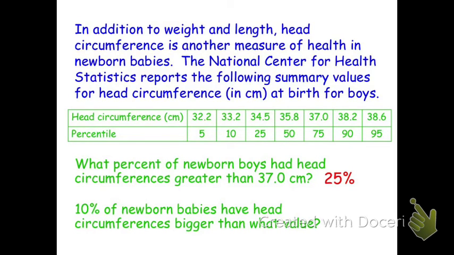10% of newborn babies have head circumferences bigger than what value? 38.2. Good, because I look at the 90th percentile.